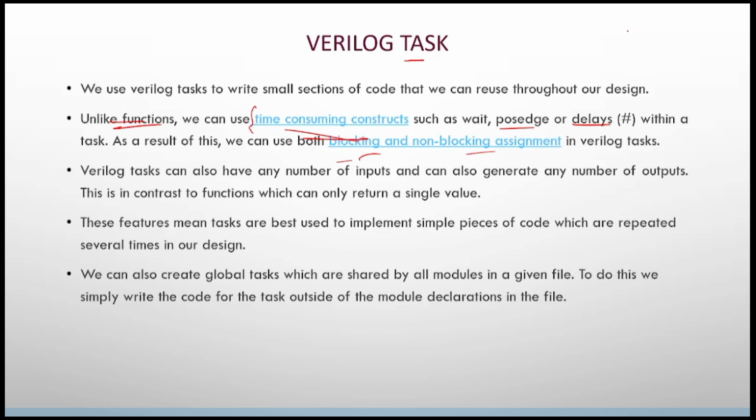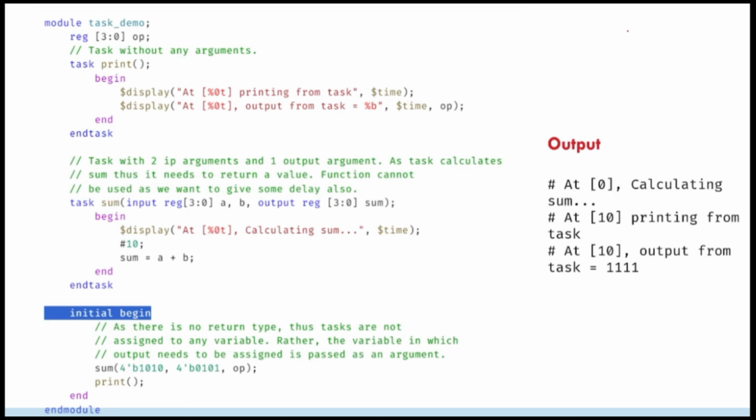Okay, so these features mean tasks are best to implement. That is why, since it doesn't have any rules and it is easy to write, mostly we go for tasks in any program instead of writing it by a function. So if you see here, without any inputs also you can write a task. Okay, task sum, right? So this is how you will be writing your task.